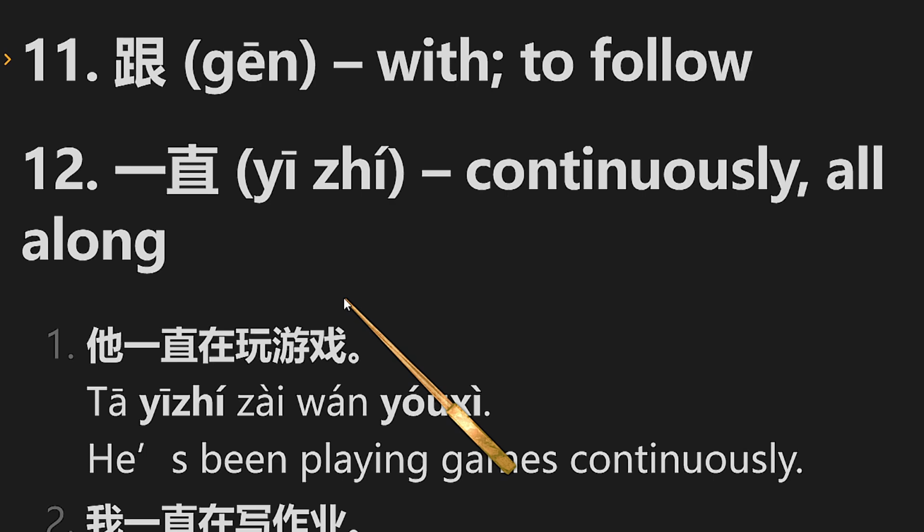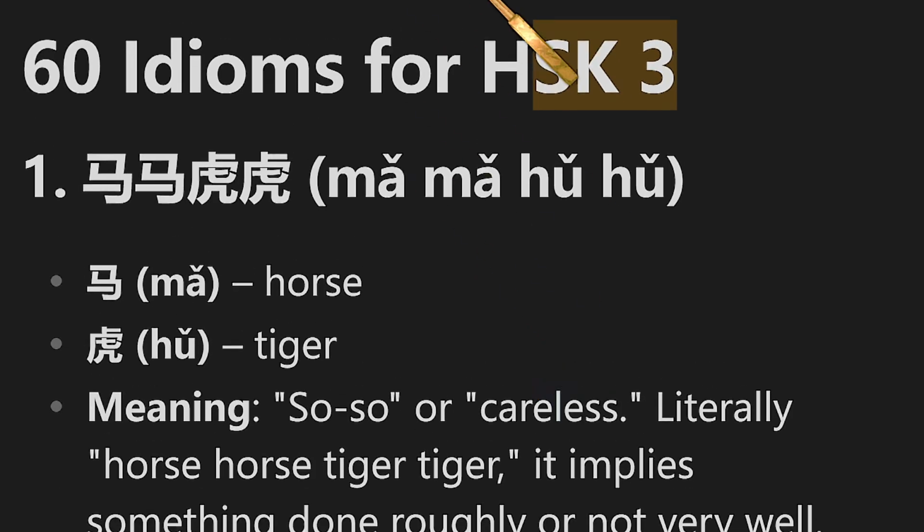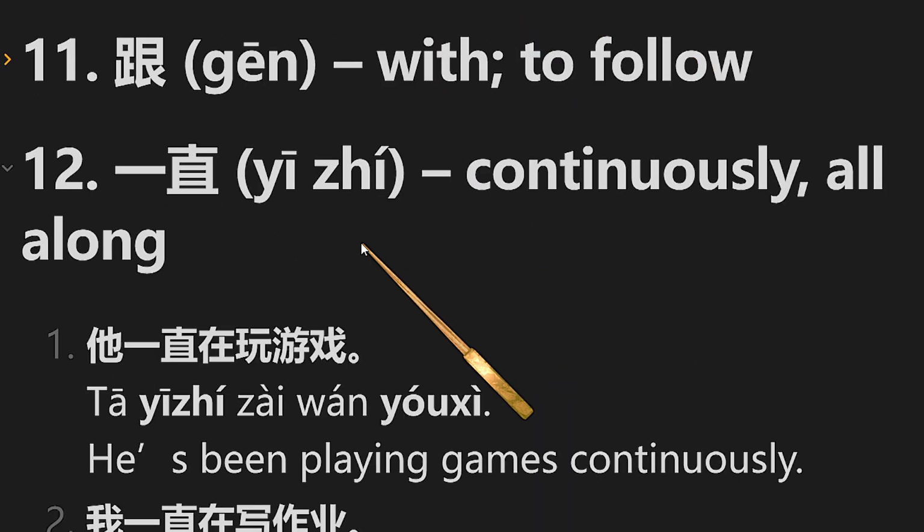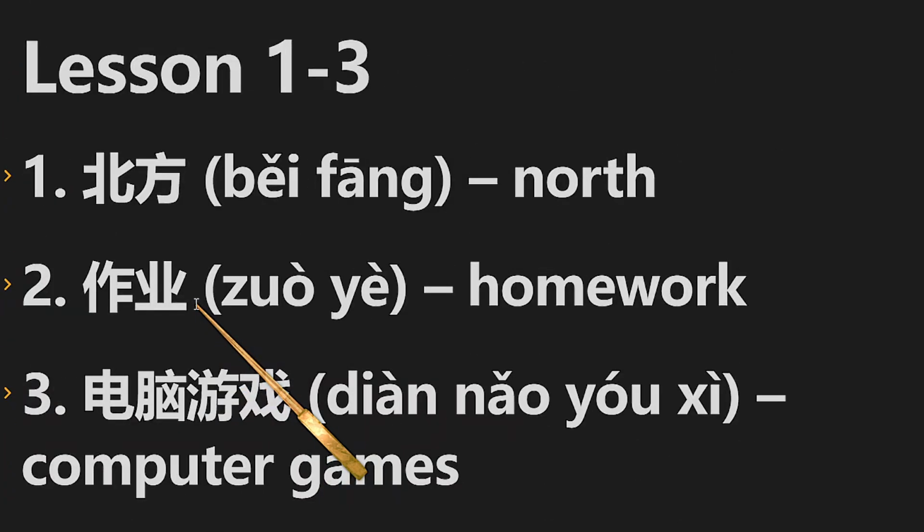Sometimes we will meet unknown characters, but don't hesitate, don't be worried. So let's start. The first one for today is 一直, continuously. Let's quickly repeat our words.